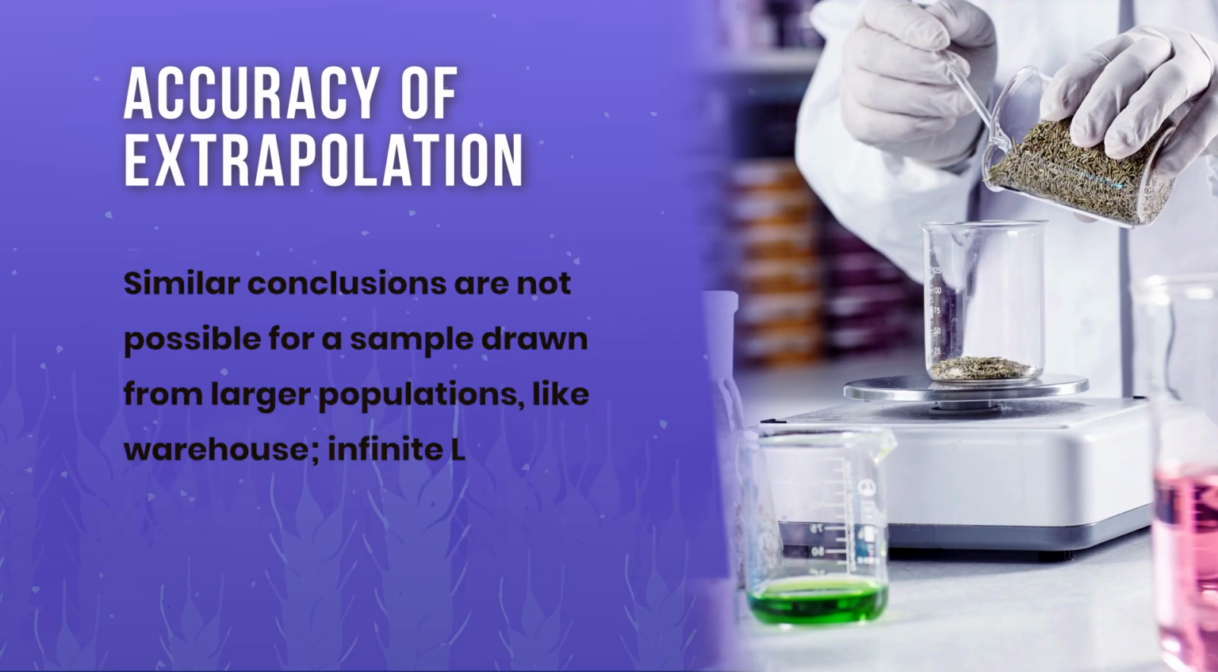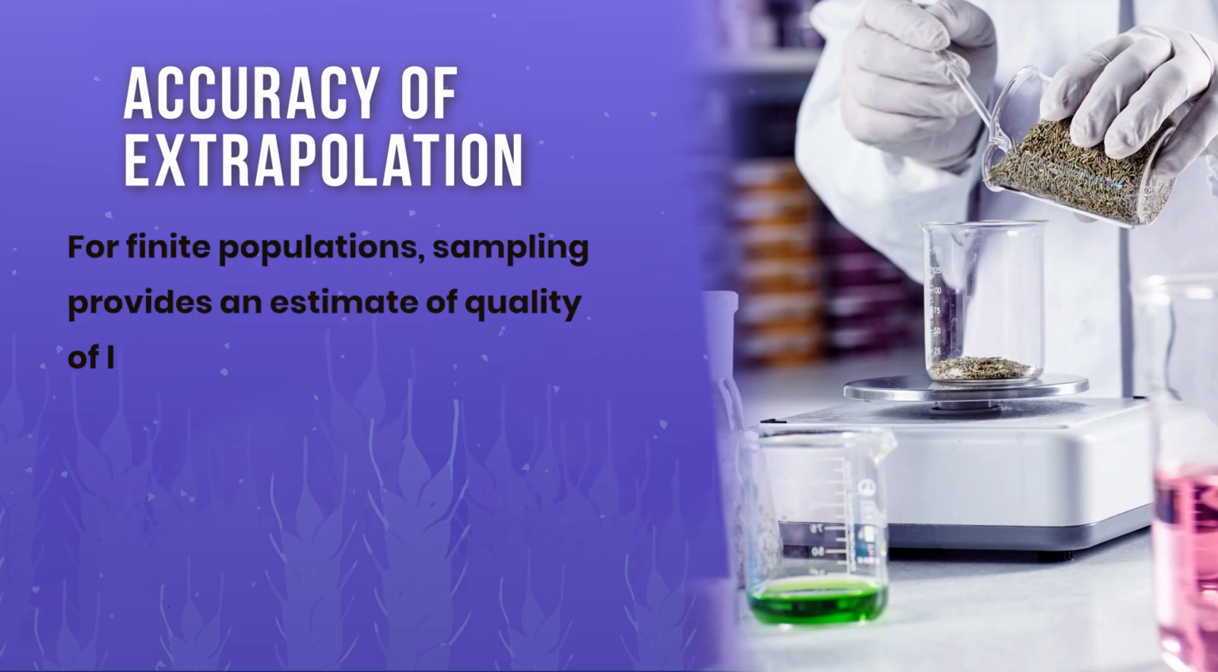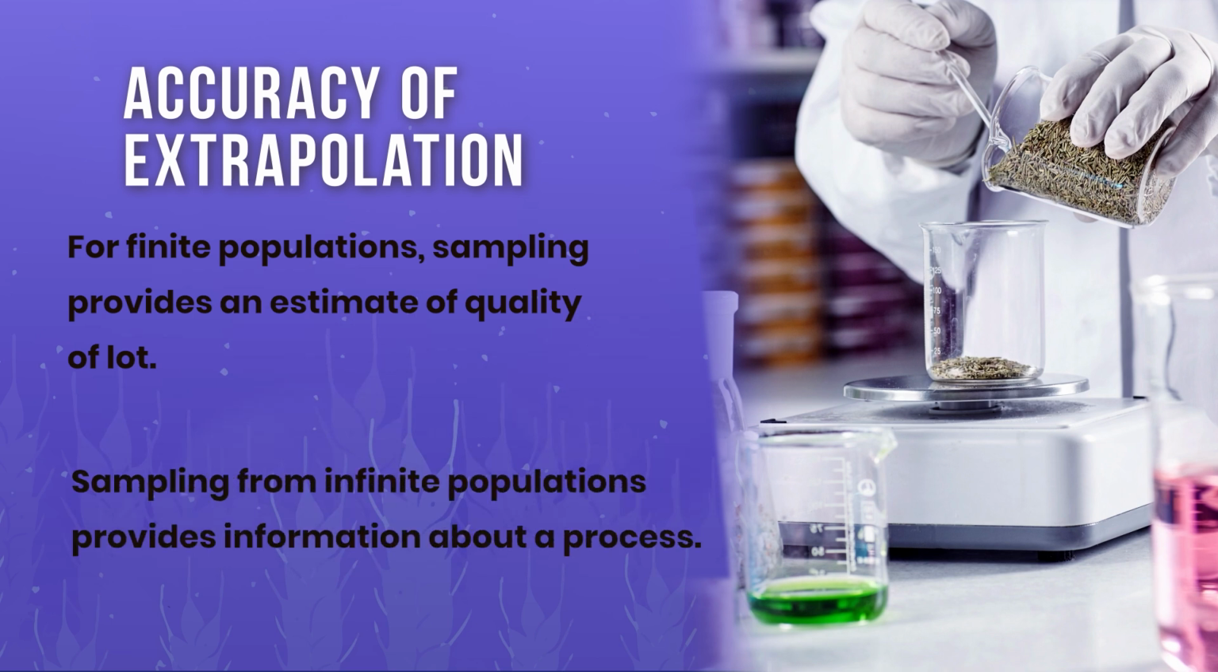But if it is infinite, like the number of batches packed in a warehouse, or the number of products, or the number of containers kept in the warehouse which is very large, then it is an infinite lot. So for a finite lot and an infinite lot, sampling will give different information. For a finite population, sampling will provide an estimate of the quality of the lot. But sampling from an infinite population, we will get an idea about the process involved.